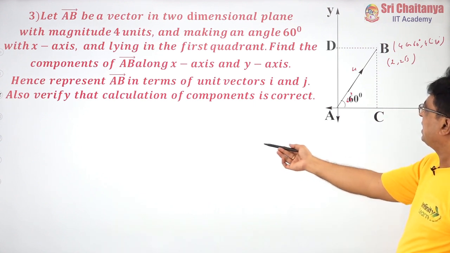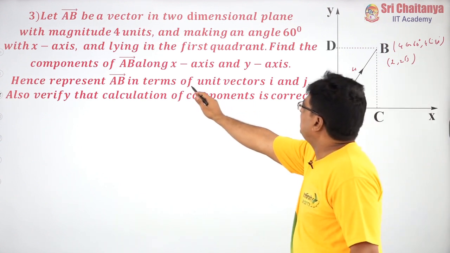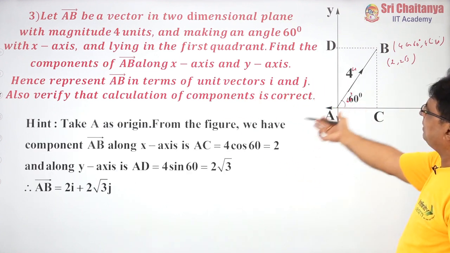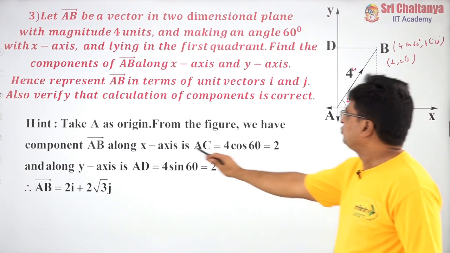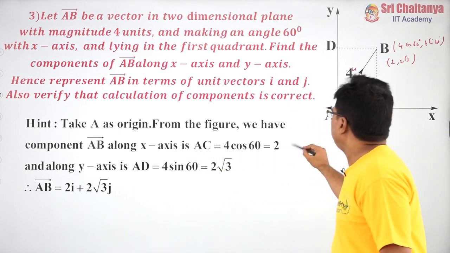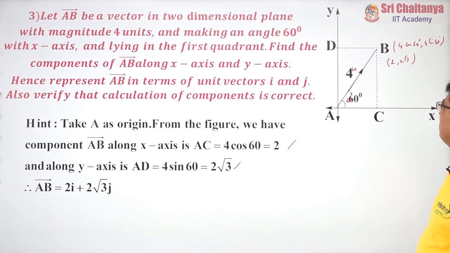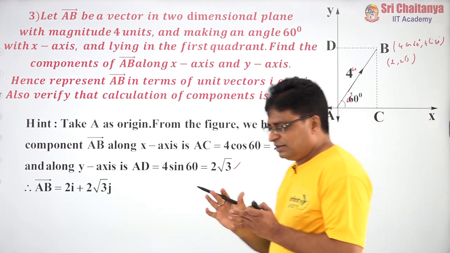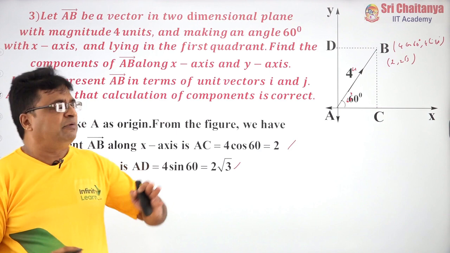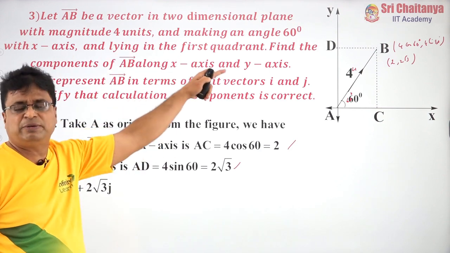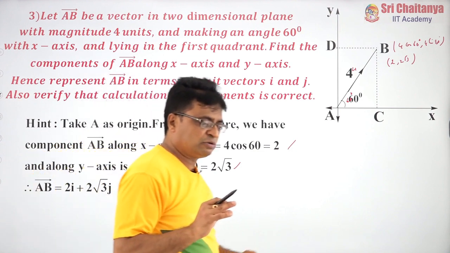See, the same thing I am solving. Hence, represent AB bar in terms of the unit vectors i, j. If I know B, automatically I can do the things like this. So AB bar, this is 2 and this is 2 root 3, therefore my AB bar is 2i plus 2 root 3j. Very simple question. Actually, this is the problem in other language also. Instead of a vector in the xy plane or something like that, we have solved the same.